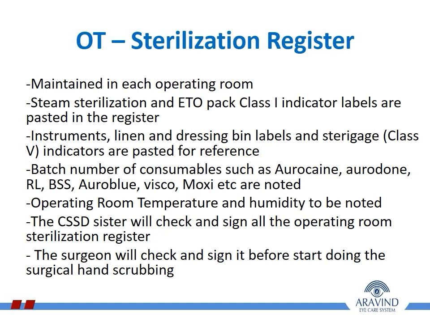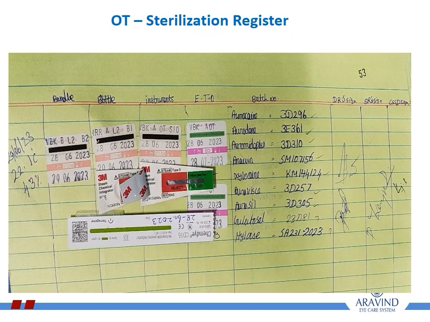are noted. Operating room temperature and humidity have to be noted. The CSSD sister will check and sign all the operating room sterilization registers. The surgeon will check and sign it before starting the surgical hand scrubbing. This picture shows the OT sterilization register.